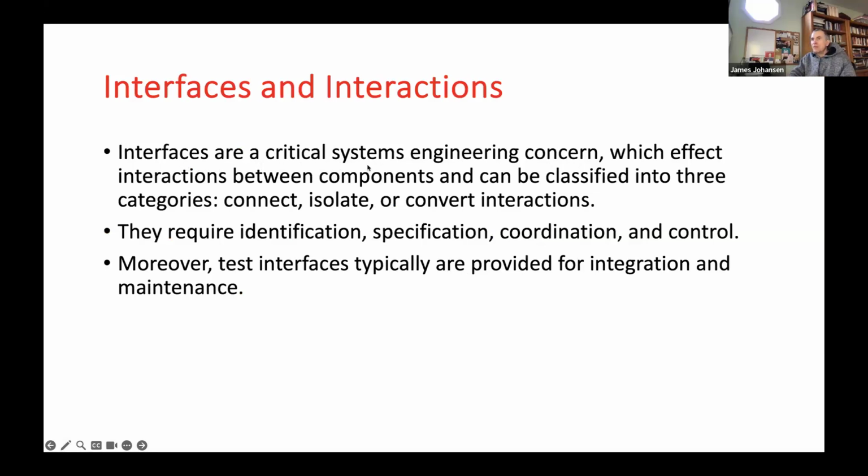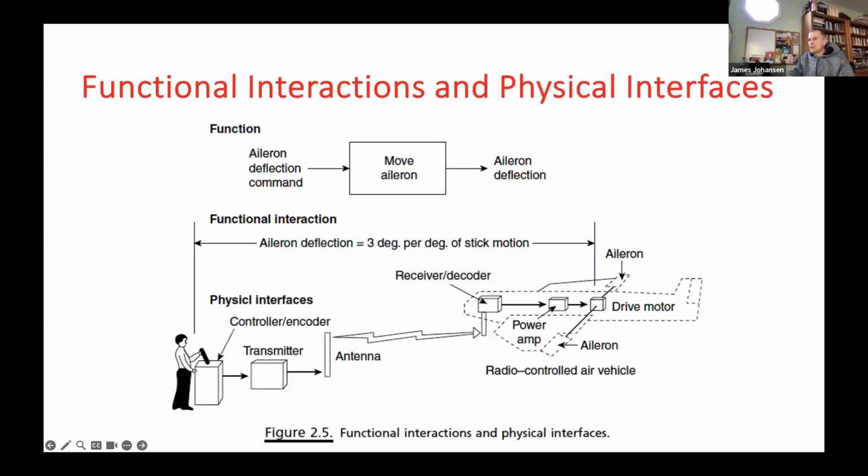And so this is an example that, say, a subject matter expert is not going to have to deal with, because you're going to have to be thinking about the whole. So these, which affect interactions between components, can be classified into three categories: connect, isolate, or convert interactions. They require identification, specification, coordination, control. And moreover, test interfaces typically are provided for integration and maintenance. So those are just a couple of things to be thinking about.